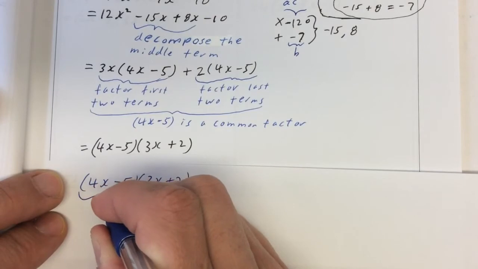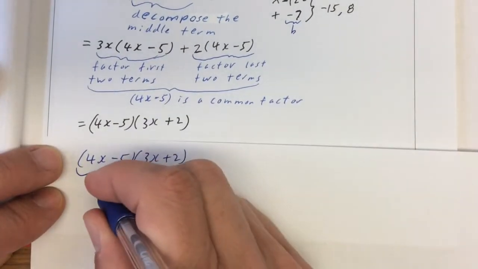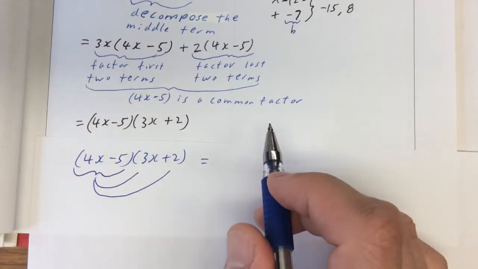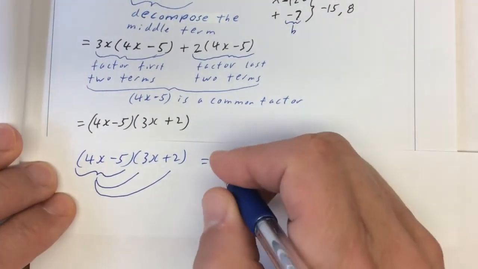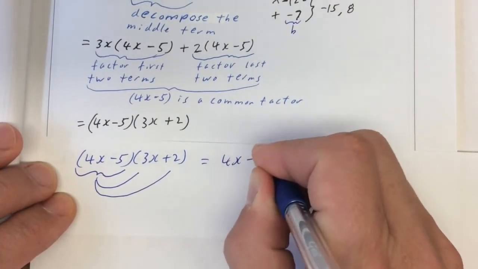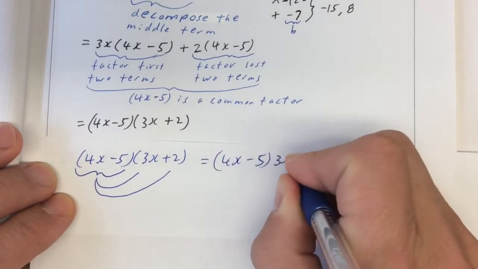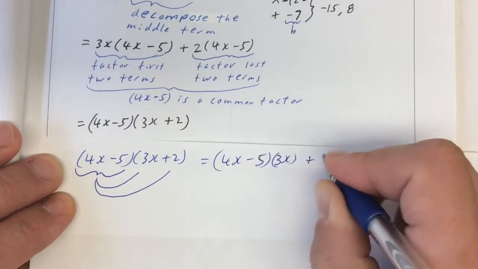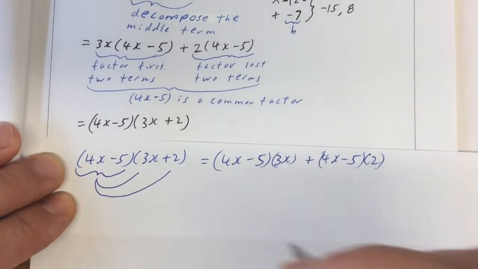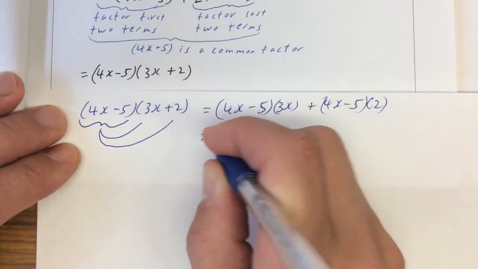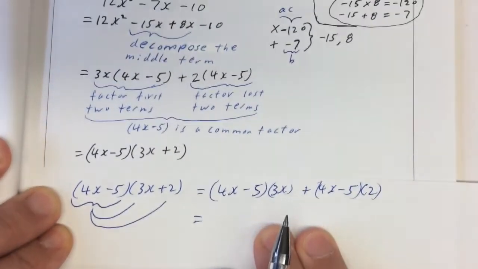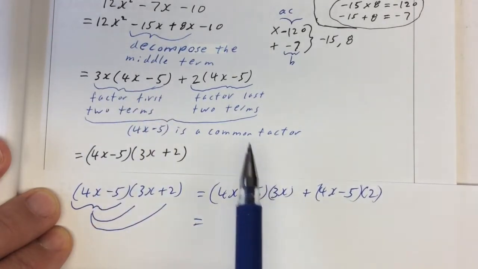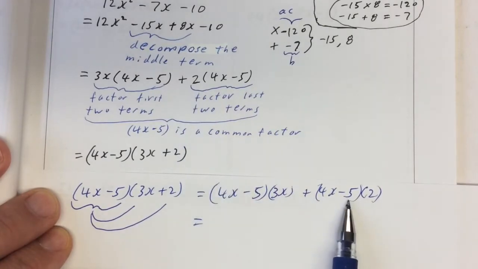Okay, so this part here, I'm going to distribute into the first and the second piece of that. So we're treating this 4x minus 5 as if it's a single number. So it becomes 4x minus 5 times 3x plus 4x minus 5 times 2. Okay? Now when I multiply that out, that just looks like this step here. Okay? 4x minus 5 times 3x, that, and 4x minus 5 times 2 is that.